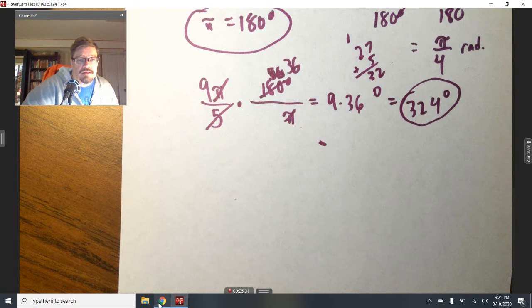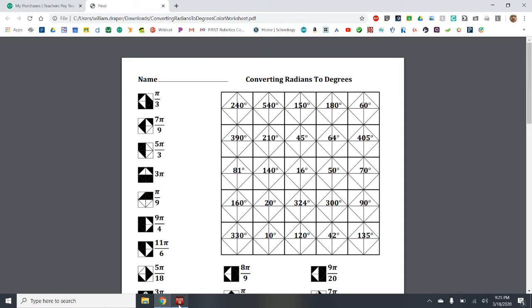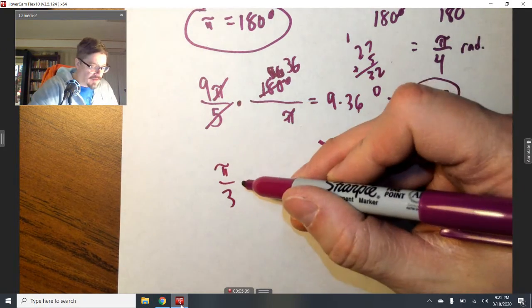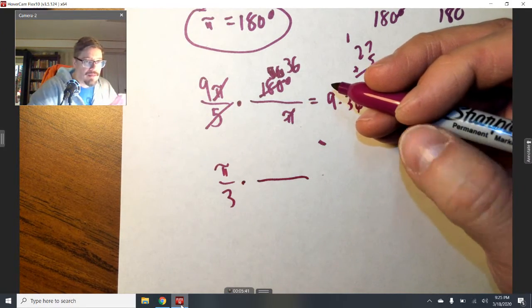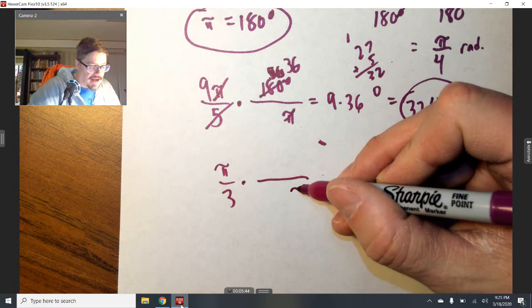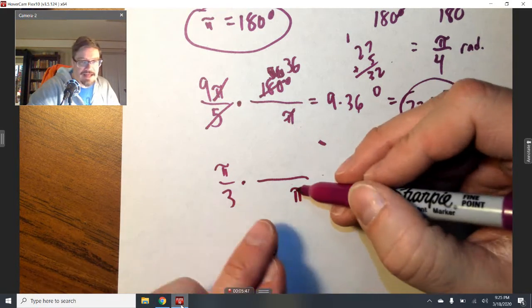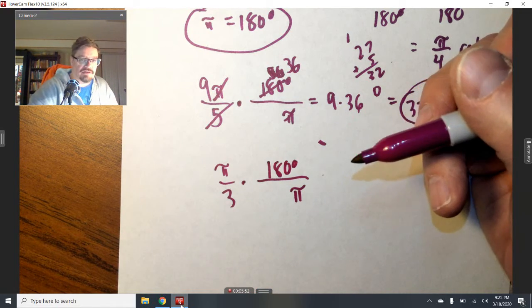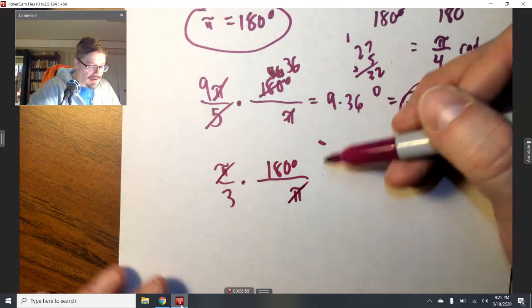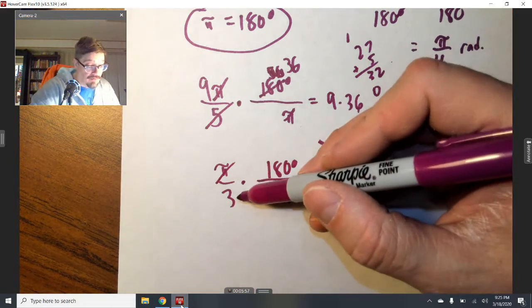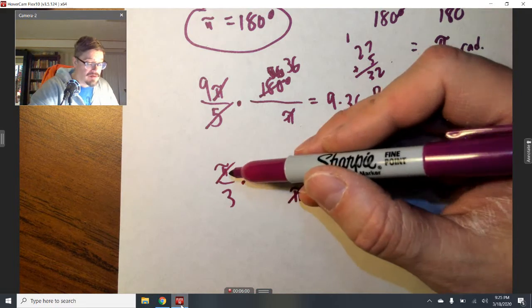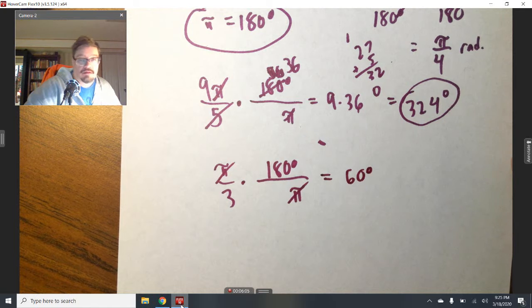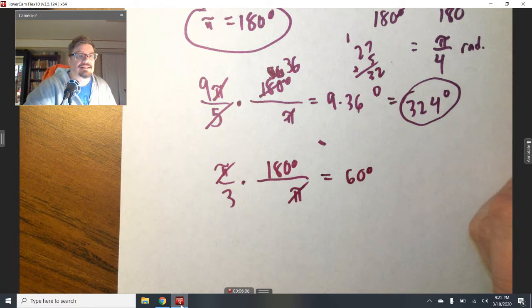Pi over 3. Here's number 1: pi over 3. I want to get rid of the pi, so the pi needs to cancel out, and the 180 will go up here. That's my equivalency, this is my scale factor. So the pi's cancel out. And now if I want pi over 3, that's like saying I want 180 degrees divided by 3, and that's 60. So pi over 3 is 60 degrees.